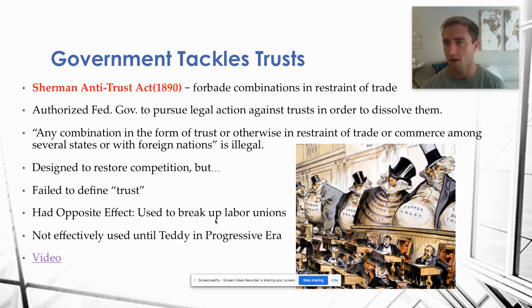What's the problem with the Sherman Antitrust Act? The problem with the Sherman Antitrust Act is that they don't define well enough what a trust is. In fact, a quote from the actual law is right here.